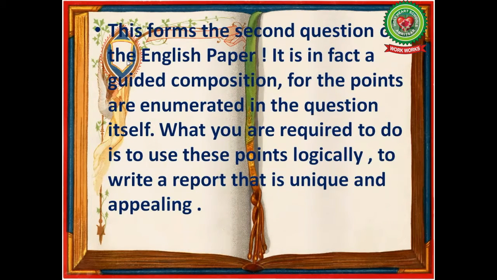Now this directed writing children forms the second question of your English language paper. It is a guided composition because the points are enumerated. Enumerated, that means you are given the points in the question itself. What you are required to do is to use these points logically and write a report which is unique and appealing to the reader.